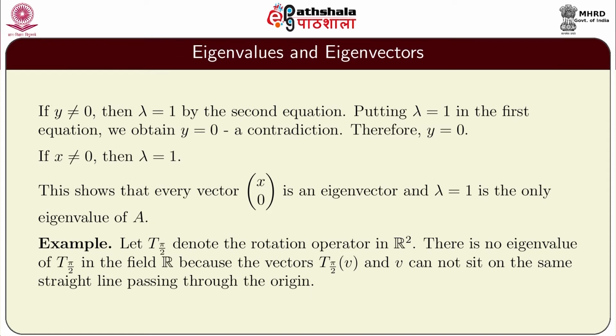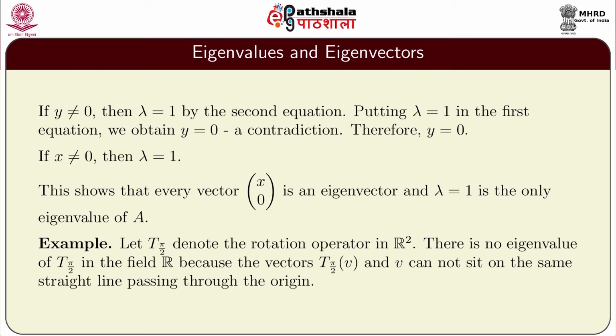One more example: it is a rotation operator T_{pi by 2}, that means the rotation in the plane R^2 by an angle pi by 2 in the counterclockwise sense. Now, without getting into any calculation, we can say that there is no eigenvalue of this operator in the field of real numbers. Why not?